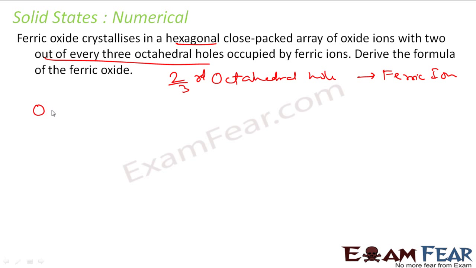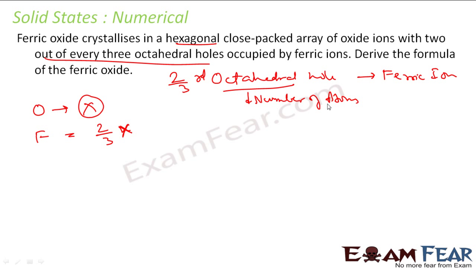So if we have X number of oxygen, how much is ferric? 2/3 of X, because the number of octahedral holes is equal to the number of atoms X, and we are talking about 2/3 of the octahedral holes. Had it been tetrahedral holes, it would be 2/3 of 2X, right? So the octahedral holes are equal to the number of atoms in the lattice. So if you talk about the iron to oxygen ratio, iron is 2/3X and oxygen is X. That is nothing but 2:3.